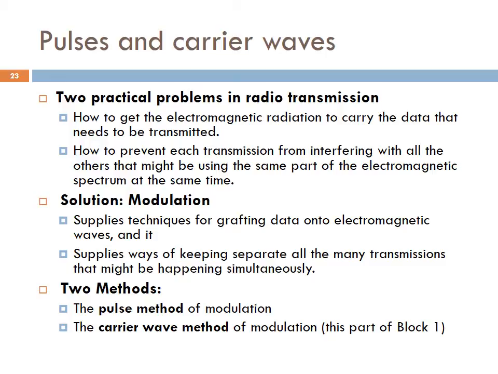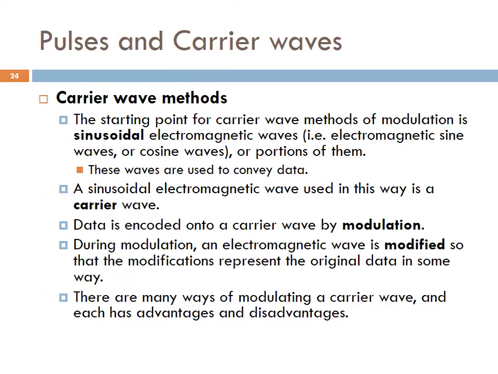The two basic modulation techniques are the pulse method of modulation, and the second is the carrier wave method of modulation. As for the carrier wave methods, the starting point for carrier wave methods of modulation is sinusoidal electromagnetic waves, electromagnetic sine or cosine waves, or portions of them.